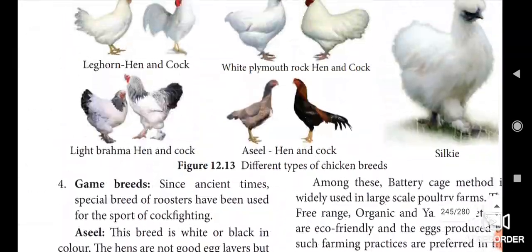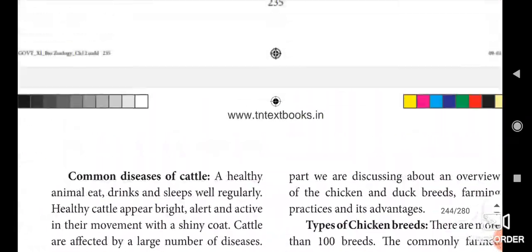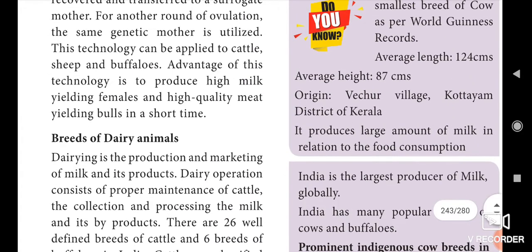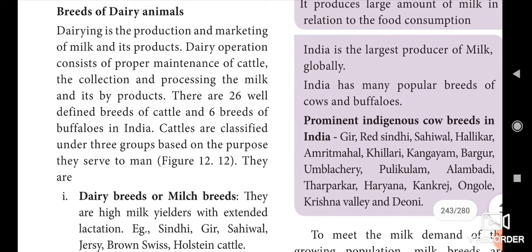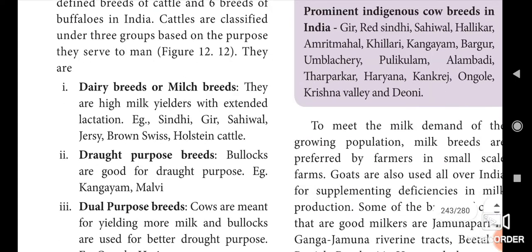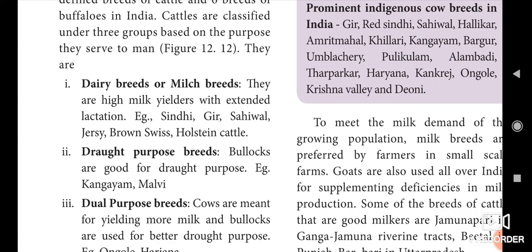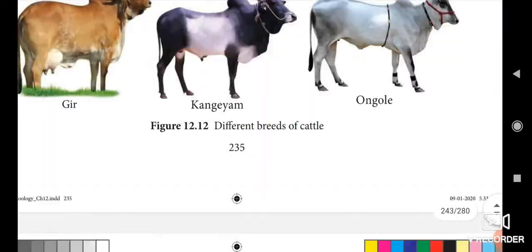Here today we see about the dairy breeds. The breeds of dairy animals are classified into 3 categories. What are they? Dairy breeds are milch breed, draught purpose breed, and dual purpose breed.